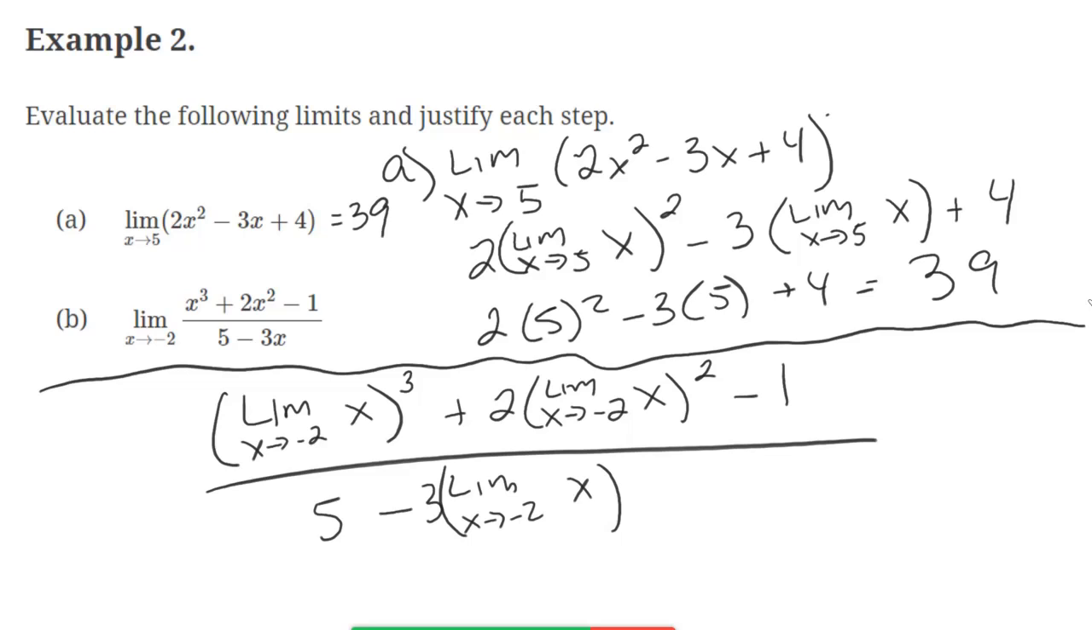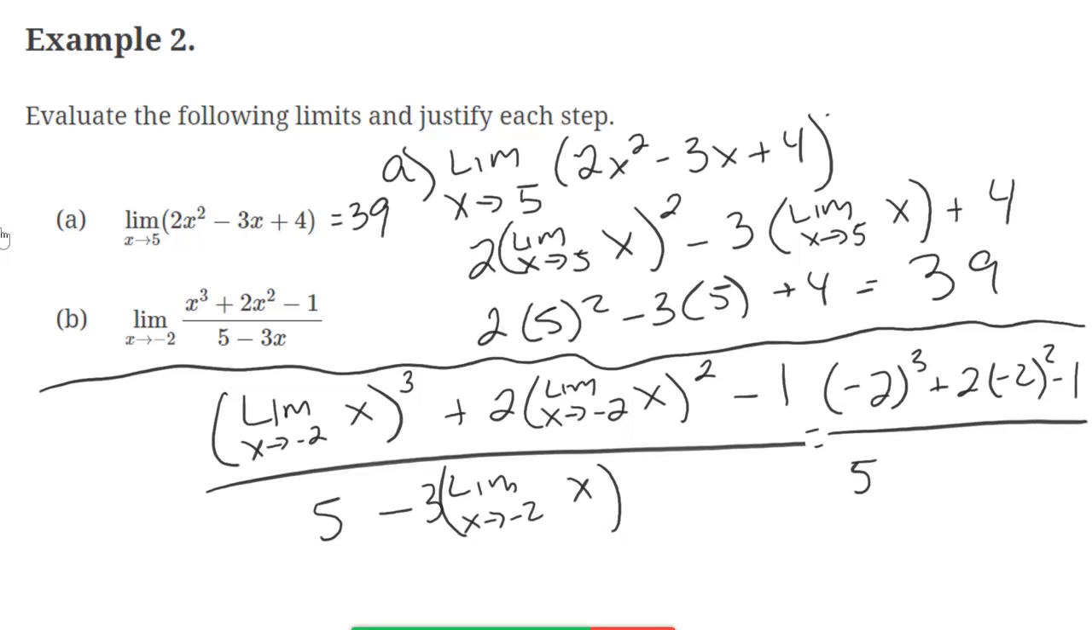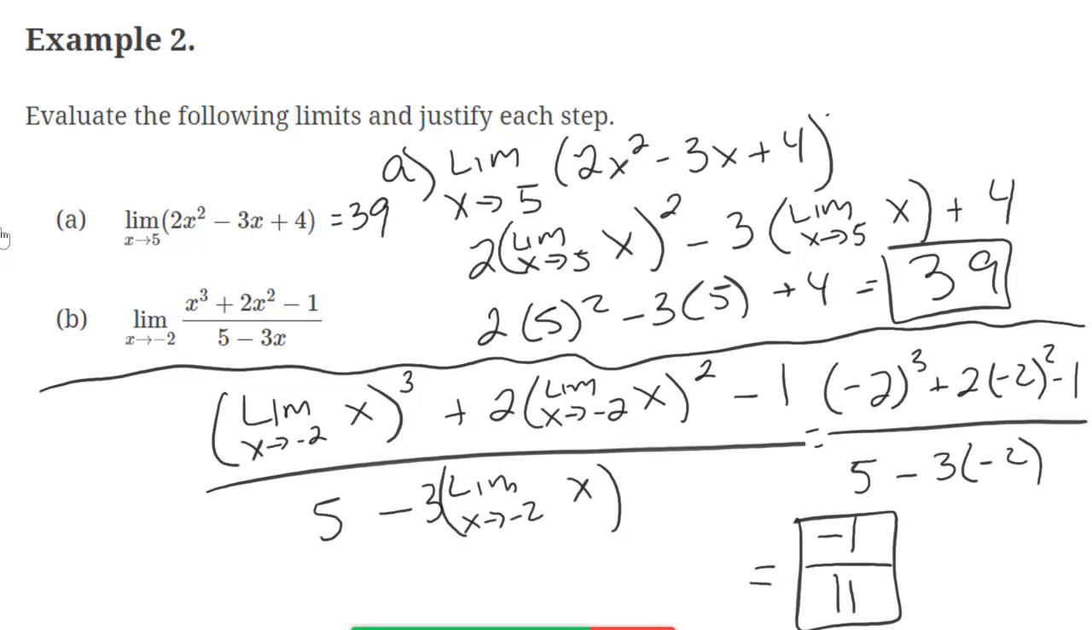So we're plugging -2 into this whole problem. So I have -2 to the 3rd power plus 2 times -2 squared minus 1 over 5 minus 3 times -2. So we've got -8 plus 8 is 0, minus 1 is -1. And then we've got 5 plus 6, which is 11. So it's -1 over 11.